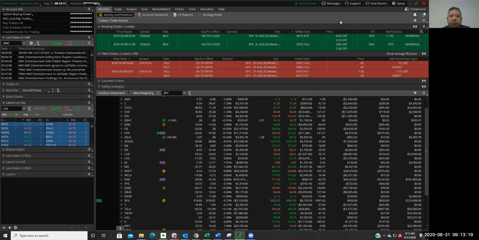So if you get stopped out, I wait for the chart to settle down a little bit, and then I look for another 8 to 10 delta put. Since I already have the long side on, I don't have to put the long side on again. I just sell the short side again.